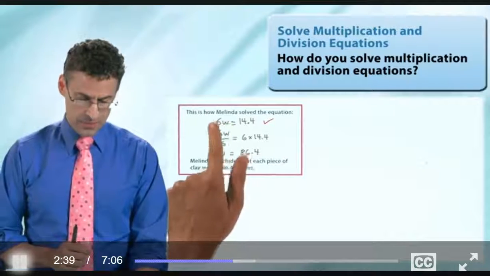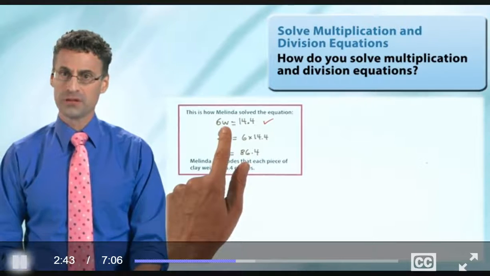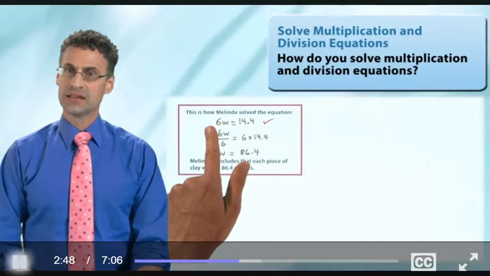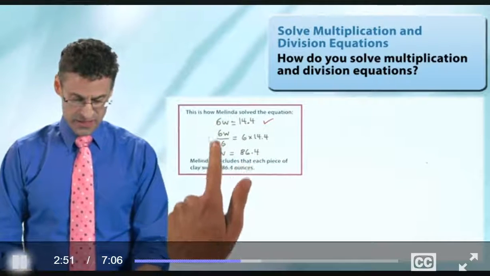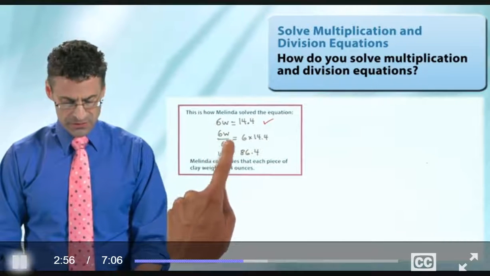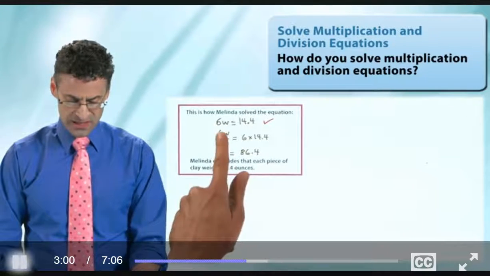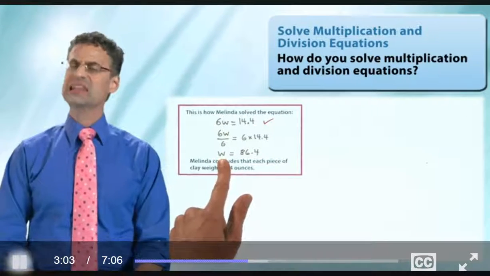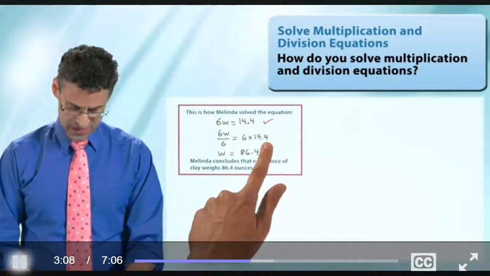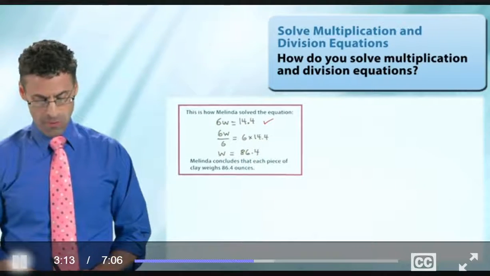Let's take a look at what she wants to do. She wants W by itself. We have 6 multiplied by W. So to undo multiplication, we could divide by 6. So here she divides by 6. And check it out: 6 times W divided by 6. What's 6 divided by 6? That just becomes a 1, so that's 1W. That looks great. And on this side, she has 6 times 14 4/10. And if she works that out, she sees 86 4/10.